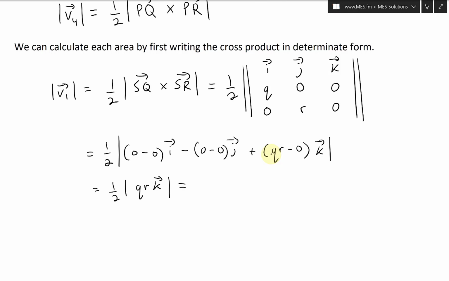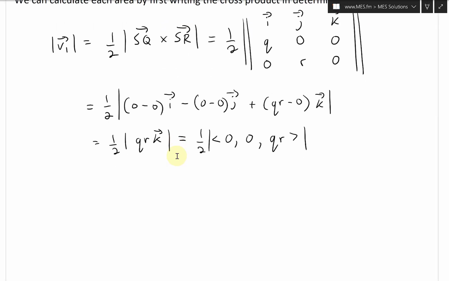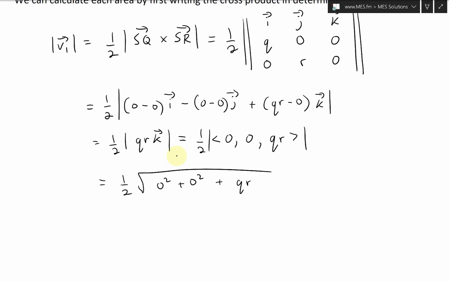This equals, well, just write this in the other format that we're used to, just so we don't get rid of these. This is just going to be the same thing as writing the 1/2 length from 0 component, 0 in the X, 0 in the Y, and then QR in the Z component, like that. And then recall the length is just going to be square root, so we'll do 1/2, then square root, and then all the components squared. So 0 squared plus 0 squared plus QR squared. Then all these vanish, and then this square root cancels the squared. We're just left with 1/2 QR.